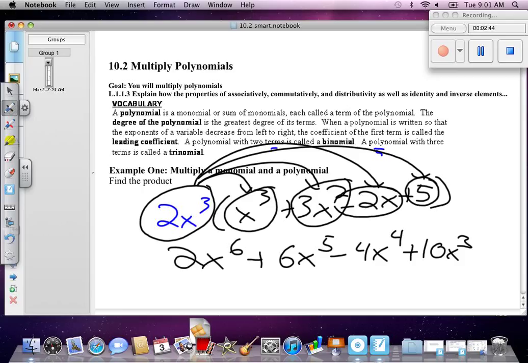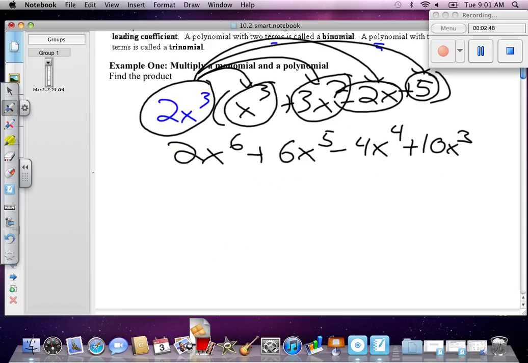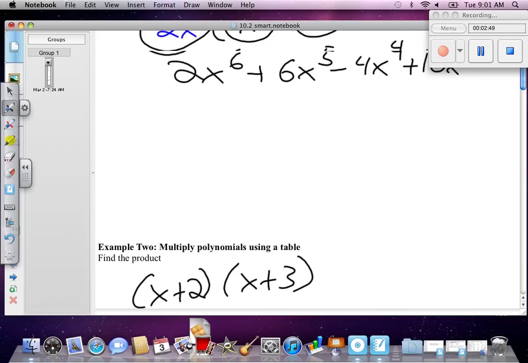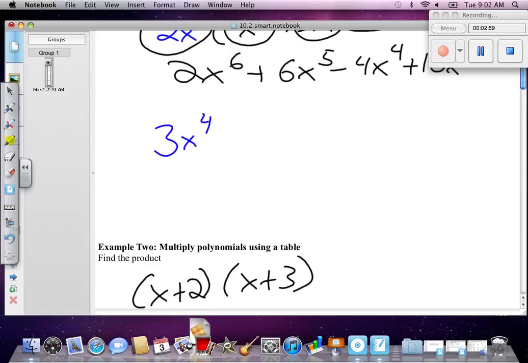We're going to try another one together. We have 3x to the 4th times 2x to the 3rd plus x squared minus 3x plus 5.